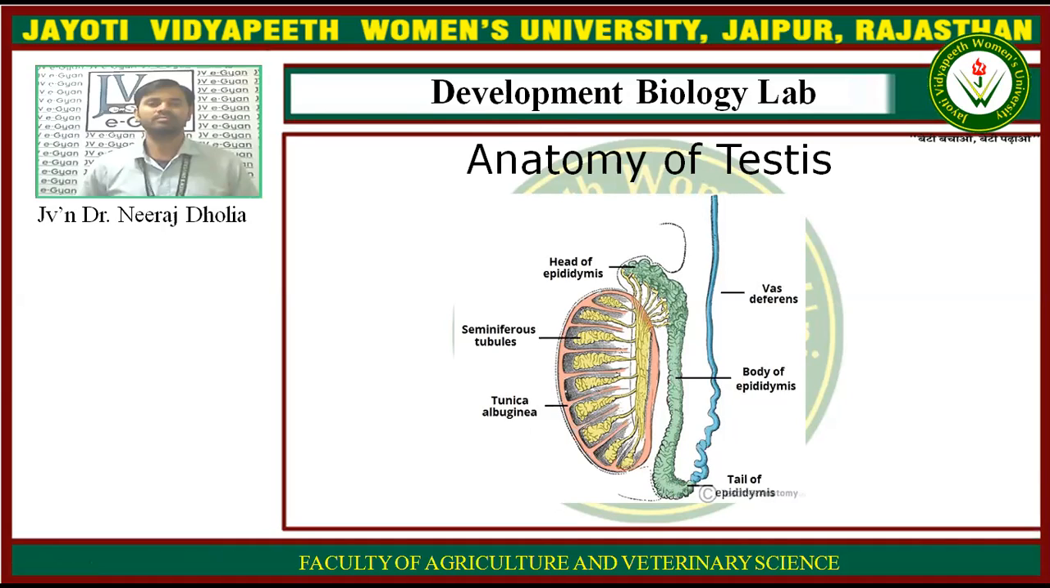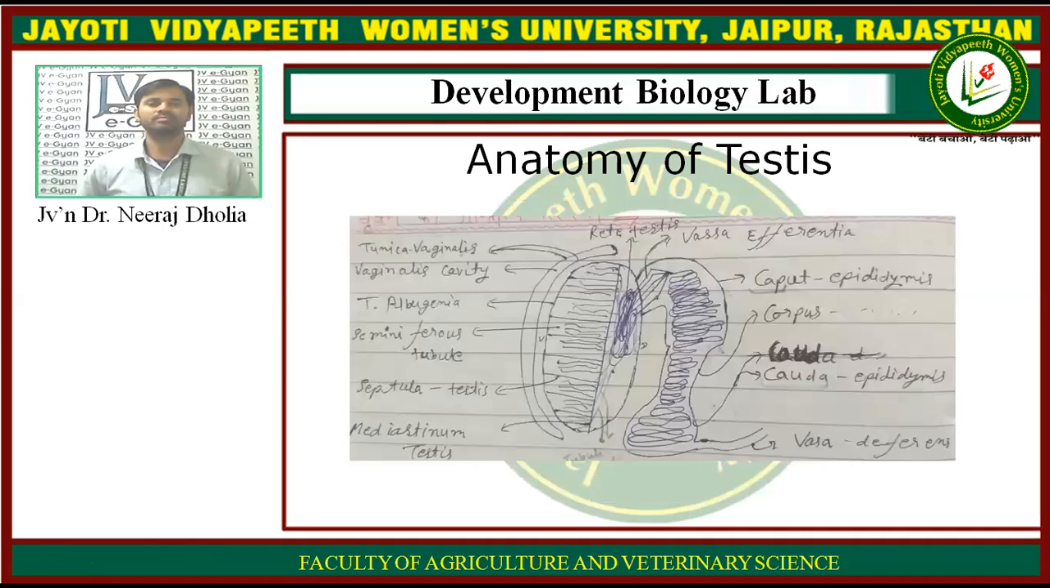It is surrounded by two layers of the tunica vaginalis, and the space between these two layers is known as the vaginalis cavity. Here these are the tunica vaginalis, and this is the tunica vaginalis cavity. The tunica albuginea layer is there, and these chambers are there, and these are the seminiferous tubules. They combine here as the rete testis and leave this organ as the vasa efferentia, and this is the epididymis, and this is the vasa deferens.